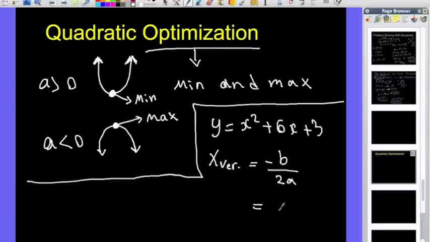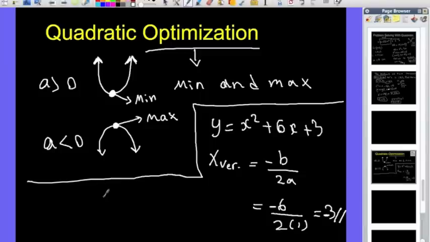So it would be negative 6 divided by 2 times 1, which is negative 3. We know that this is our x vertex, and we also know that it is our minimum point because the graph right here is upwards, since a is positive. So that means our vertex would be our minimum point.